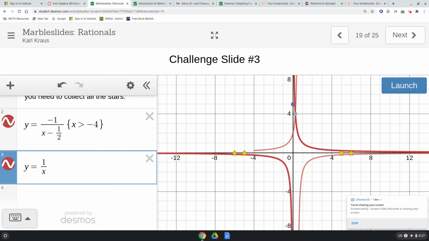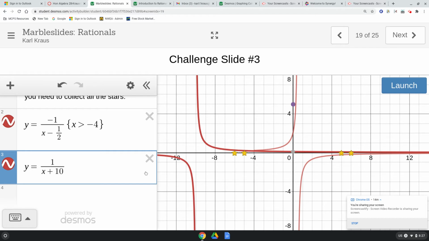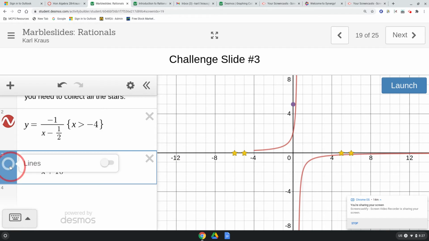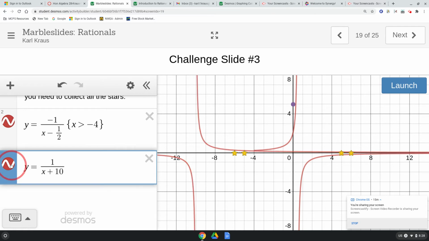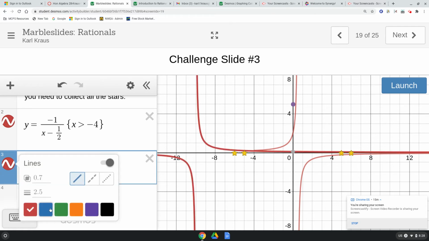So there's 1 over x, and then I wanted to move this over this way, so let's make it blue so you can see what's going on here. Should be able to hold this down here. And change the color. I don't know why. Here we go.